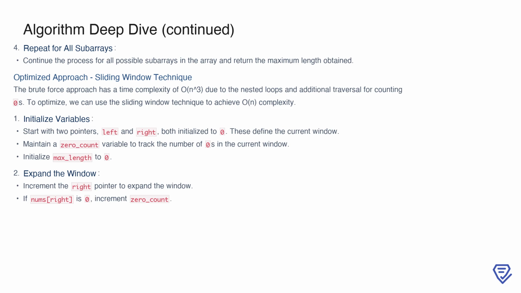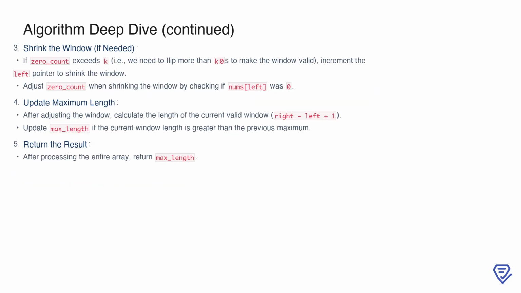To expand the window, we increment the right pointer. If the element at nums[right] is 0, we increase the zero_count. This allows us to gradually include more elements into the window while keeping track of the number of flips needed to turn all 0s within the window into 1s. When expanding the window, it's possible that the zero_count exceeds k, meaning we have more 0s than we can flip.